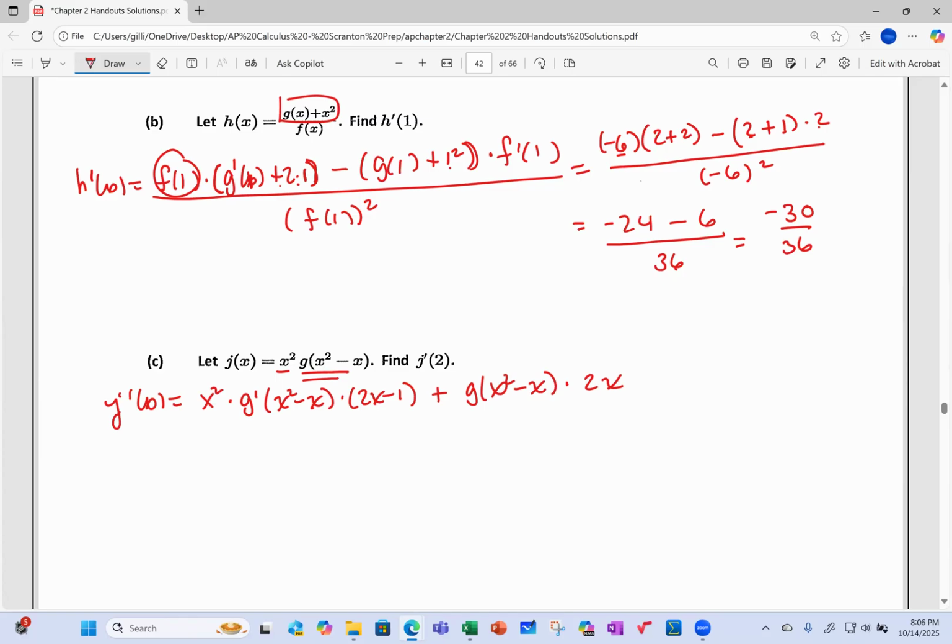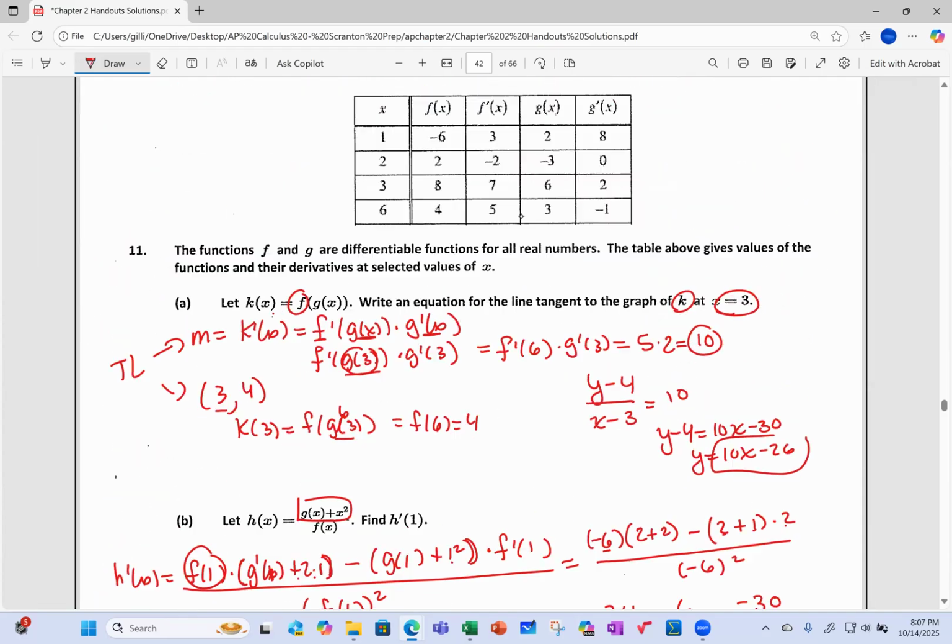I'm going to replace x with 2 this time, and 2 squared is 4. That's going to be 4 minus 2 is 2, and 2 times 2 is 4, minus 1 is 3. And then 2 squared is 4, minus 2 is 2, and 2 times 2 is 4. Be careful here, because this is g prime at 2.